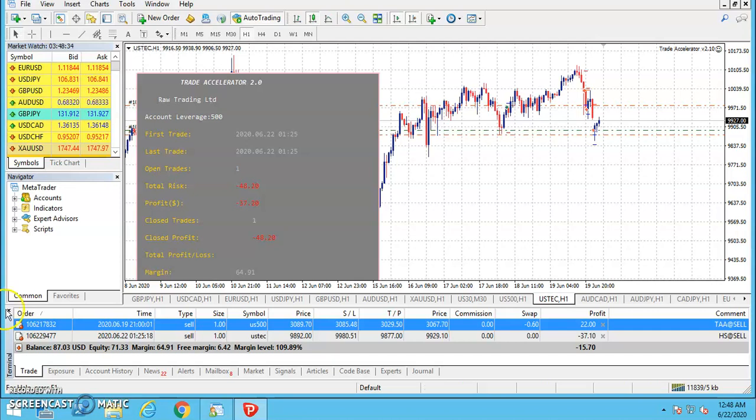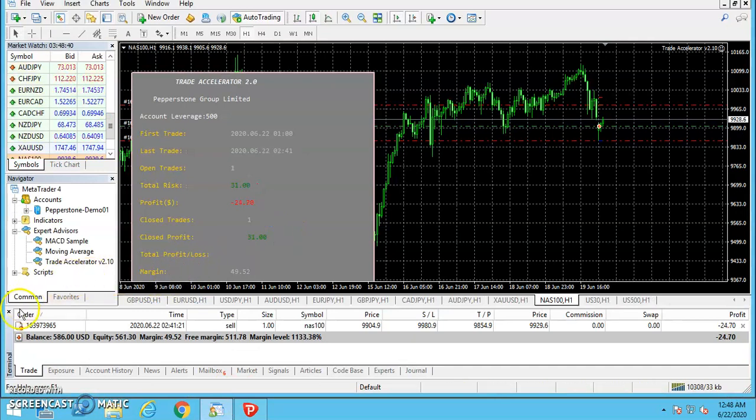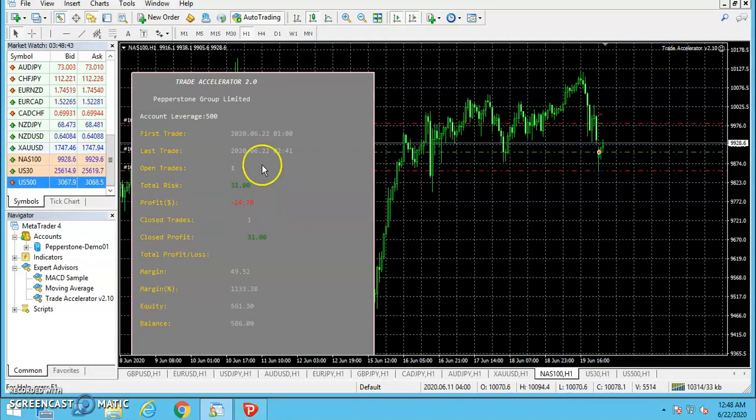One other thing I wanted to show you is the functions of the dashboard. The dashboard will show you the total number of trades that have been closed. You can see this EA has closed one NASDAQ trade at a profit of $31, and right now it's in an open trade which is losing $24. It writes all of that information: the equity, the balance, the margin percentage, and it will tell you when the first trade was opened and when the last trade was. These are very crucial things that are going to be reflected on your Trade Accelerator dashboard.